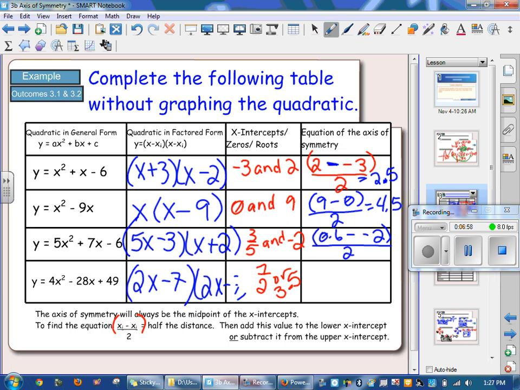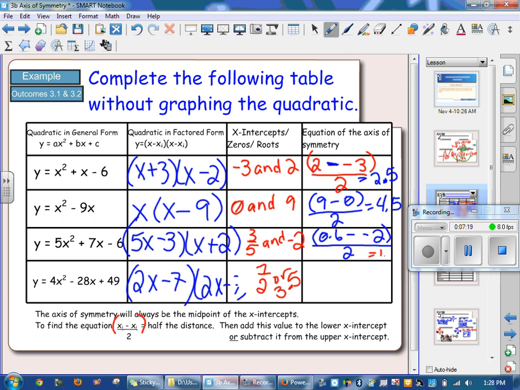What does that one give us? 1.3. Yeah, that guy's going to give us 1.3.